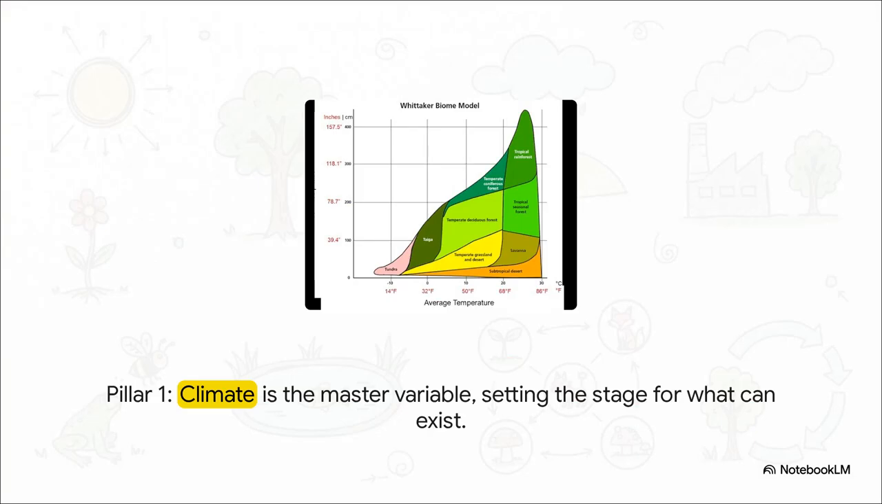Let's start with pillar 1, climate. This is the Whittaker biome model, and it's brilliant. It shows us that you can pretty much map out all the world's major biomes using just 2 things. Temperature, that's on the bottom axis, and precipitation, that's on the side. What does that tell us? It tells us climate is the boss. It sets the fundamental rules for what can live where. Is it hot and wet? Boom, you get a tropical rainforest. Is it cold and dry? Well, then you're going to get a tundra.